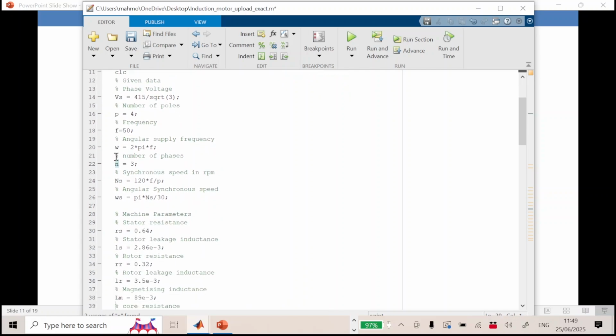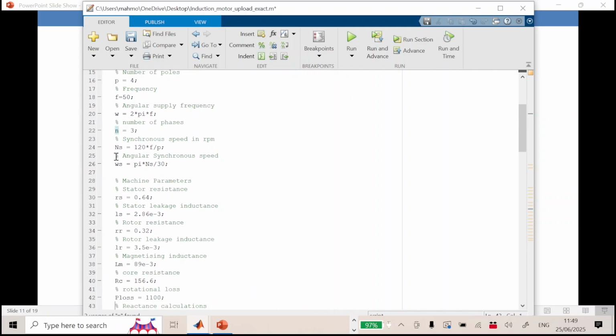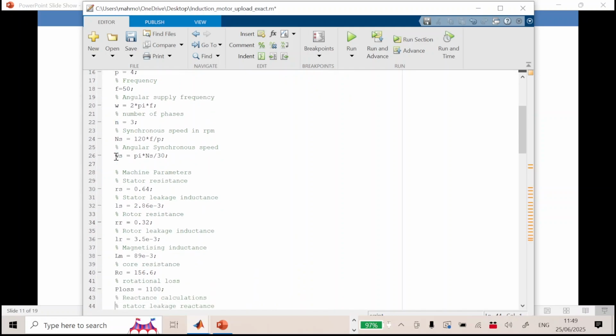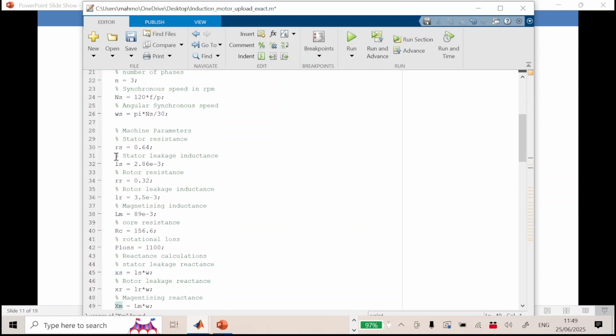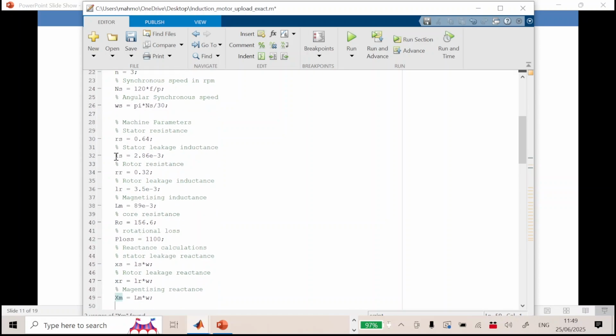Then the second stage is inputting the machine parameters: stator resistance, stator leakage inductance, rotor resistance, rotor leakage inductance, magnetizing inductance, core resistance, and rotational loss because it's constant. Then we calculate the stator leakage reactance, the rotor leakage reactance, and then the magnetizing reactance. We know the inductances from the problem, so why did we recalculate them as reactances? Assume we would like to change the frequency, so we need to calculate XS, XR, XM at a specific frequency.